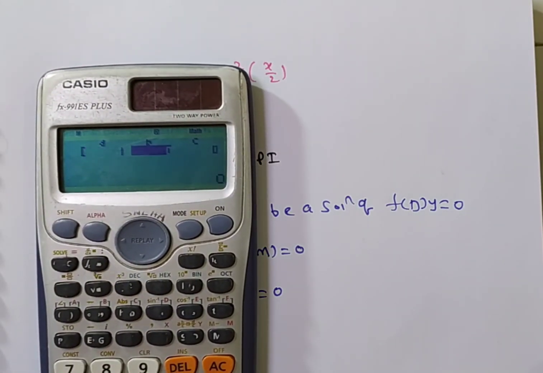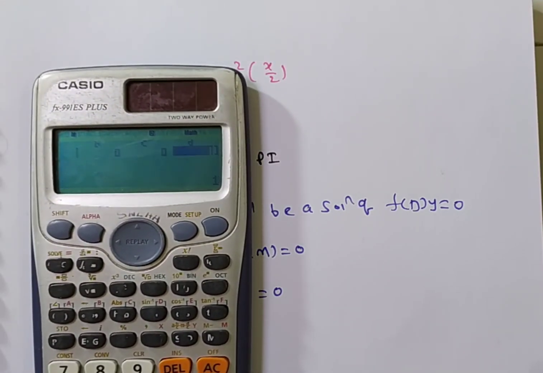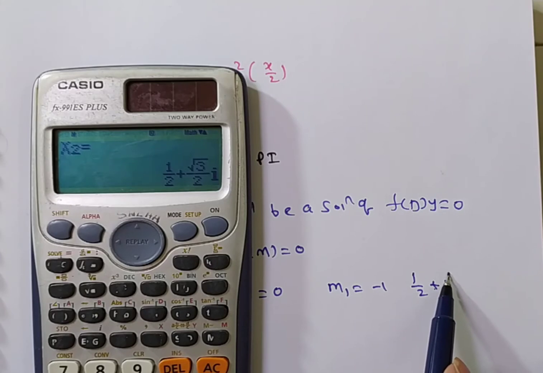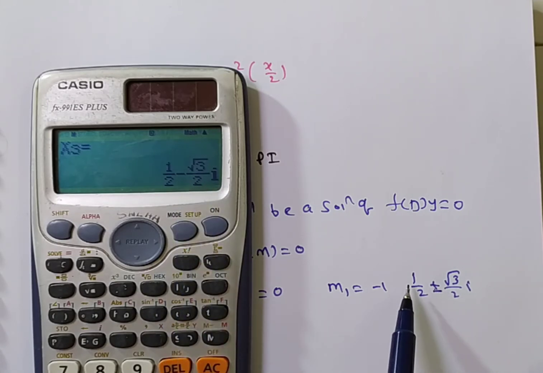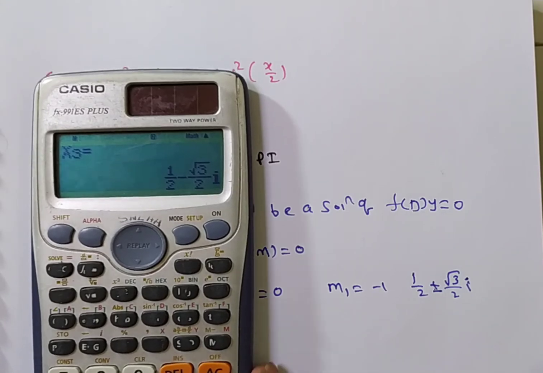Next, is there an m² term? No, so that is why 0. Next, an m term? No, so that is why 0. And there is a constant. What is the constant you have? 1, so press 1. Now press the equal button, again equal, which gives the solution. First, the roots are: m1 = −1. Next, m2 = 1/2 + (√3/2)i, and m3 = 1/2 − (√3/2)i. So you can say 1/2 ± (√3/2)i are the roots. So by using the calculator also you can do it.